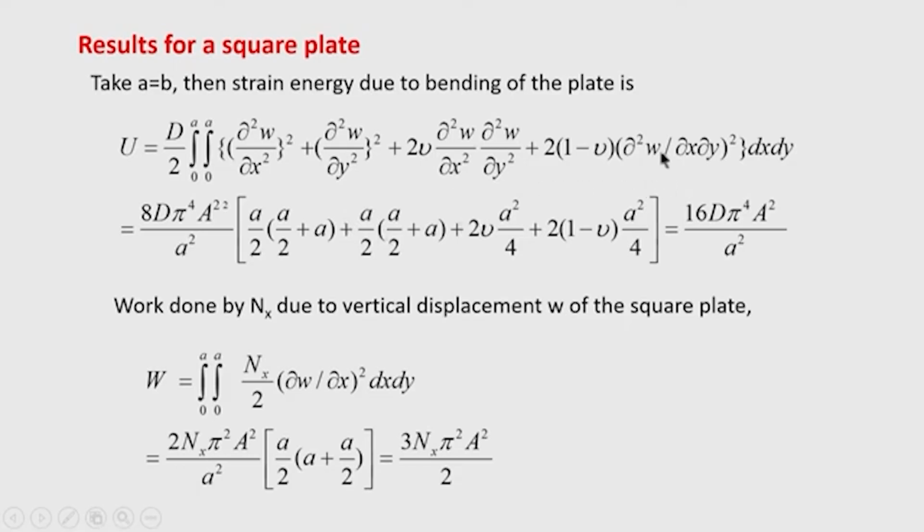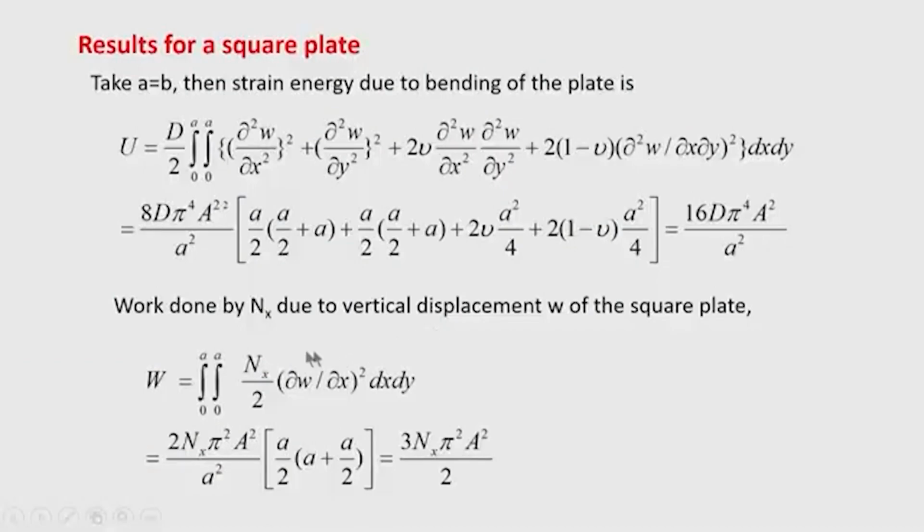Then the mixed derivative, that is the twist curvature, is squared and integrated. This is the fourth component of the strain energy, and this gives you this quantity. After simplifying, you get the strain energy U equal to 16 D pi to the power 4 S square by capital S square. Capital A is the unknown coefficient of the deflected series that we have to find out, divided by small a square. Small a is the size of the plate, because we have taken a square plate whose side is a cross a instead of a cross b for a rectangular plate.